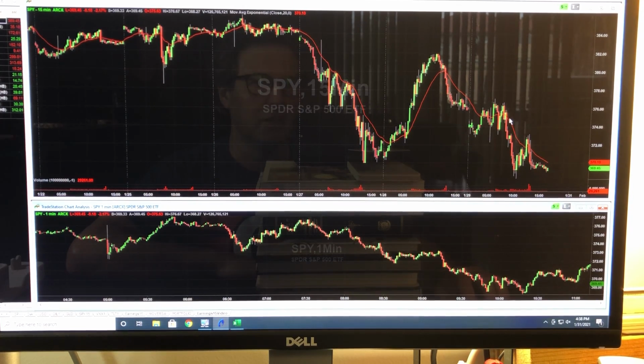It's a $370 stock. You have stocks that are $3,000, and you have stocks that are $1. This is just the average move in the market.